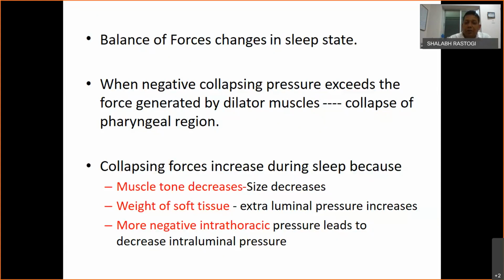Simultaneously, there is the weight of soft tissue. Now the patient is sleeping in the supine position, the weight of the neck and the tissue around the pharynx also cause reduction in the size, as well as increase the extraluminal pressure. Both these effects cause a great increase in resistance, and to tide over that resistance, the thoracic cavity has to exert more pressure, and it creates more negative intrathoracic pressure, which leads to a decrease in intraluminal pressure.